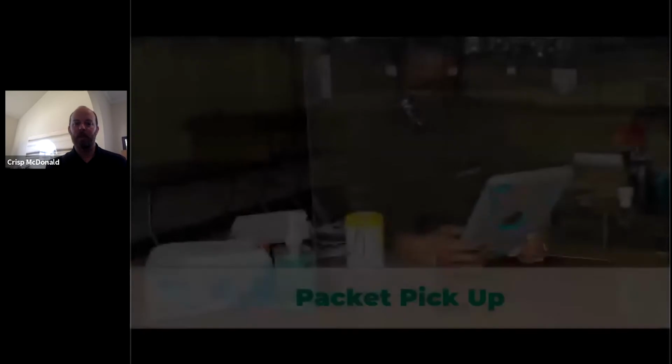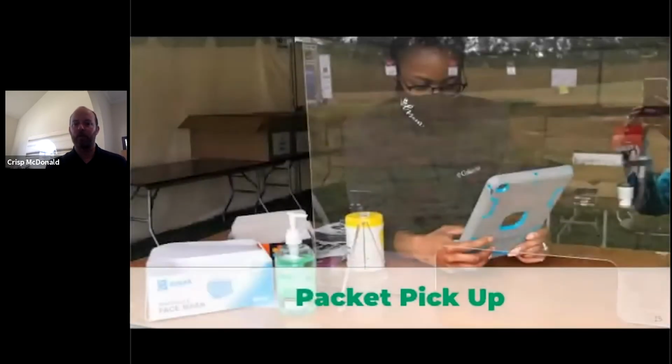So with packet pickup, I felt like this was an appropriate picture to see all the disinfecting solutions on both sides of that plexiglass, and still using mask coverings, and also using something that can scan things so that they don't have to touch. Some of you might think this is overkill. I think this is dead on. And again, I think a little bit of investment in advance will go a long way.